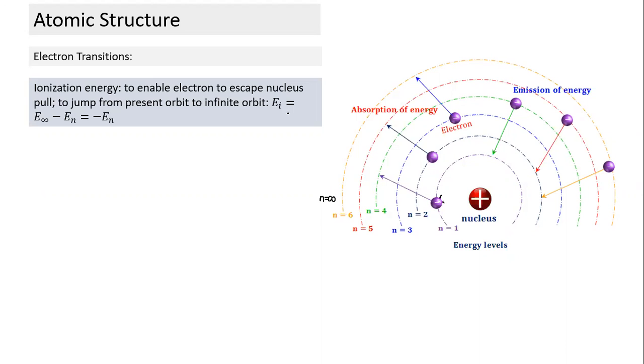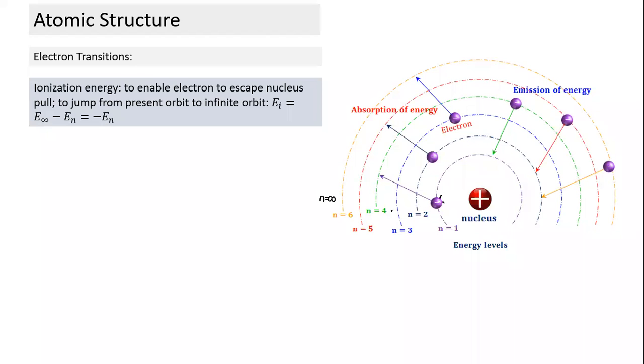Ionization energy. What is the energy required here? This is equal to the final energy minus the initial total energy, E infinity minus En, and energy is proportional to 1 by n square. When n becomes infinity, this energy term is equal to 0. So the ionization energy required is equal to minus En, and En itself is negative. Hence, the overall ionization energy is positive.